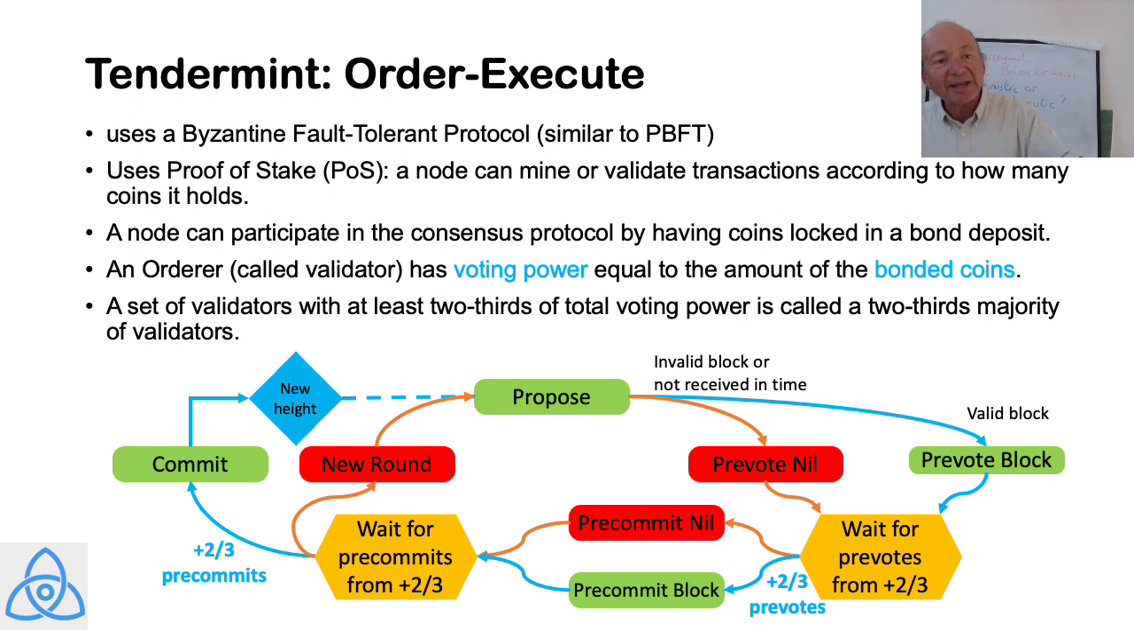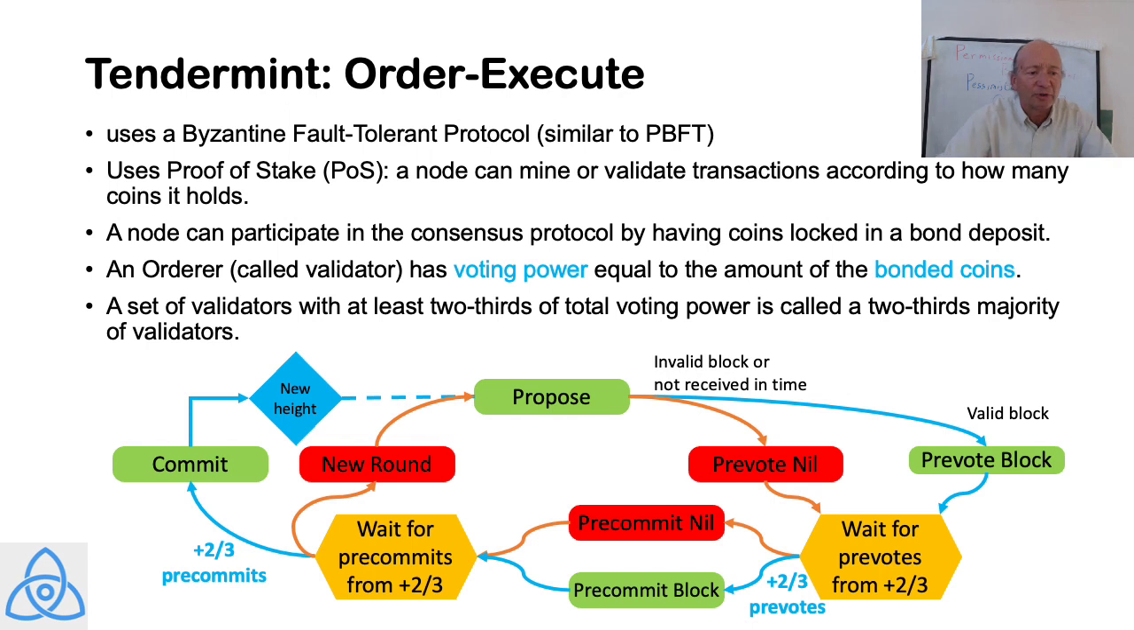An order then has voting power that corresponds to the amount of bonded coins that it has. So if I'm very rich, then I have a lot of power in my voting assets during this particular ordering behavior. The protocol is actually PBFT, so it goes through the cycle.